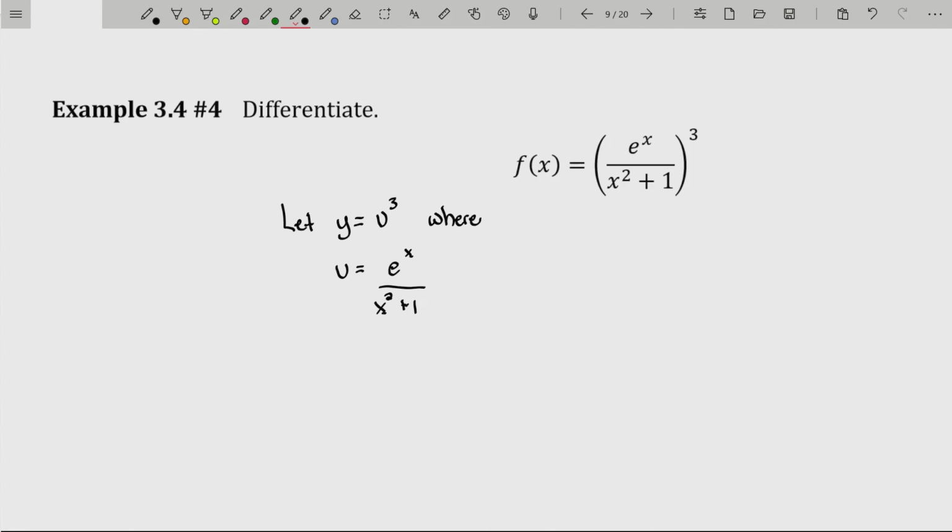The derivative of y with respect to x, or somebody will say df dx as well, by the way, that's perfectly fine, is going to be, well, the way I've written it, y is a function of u.